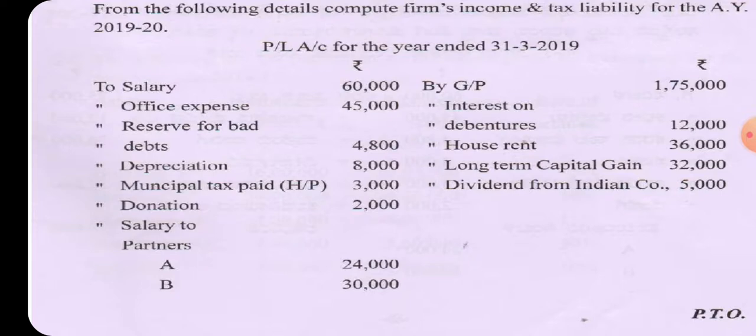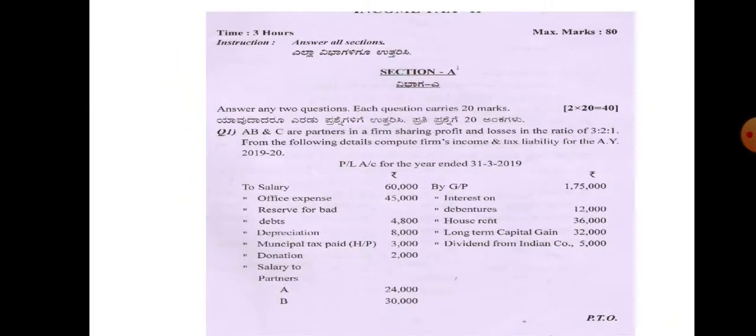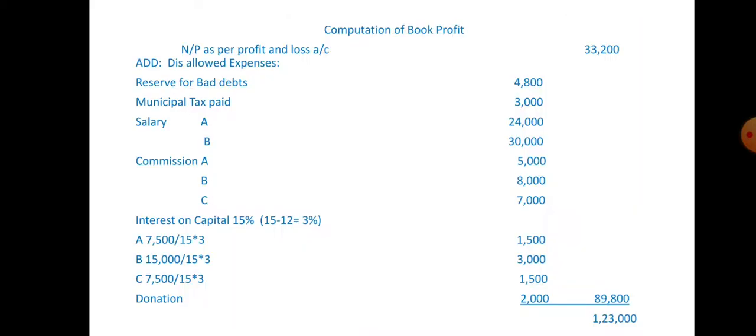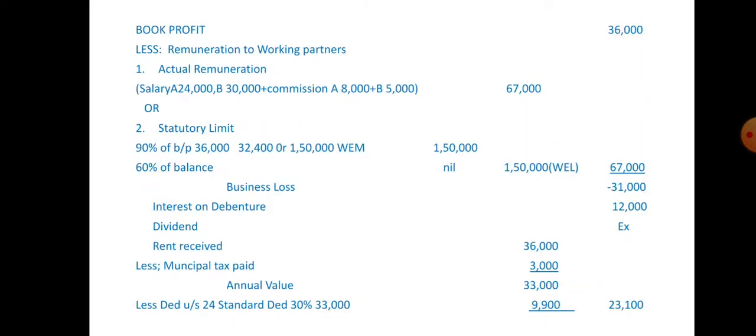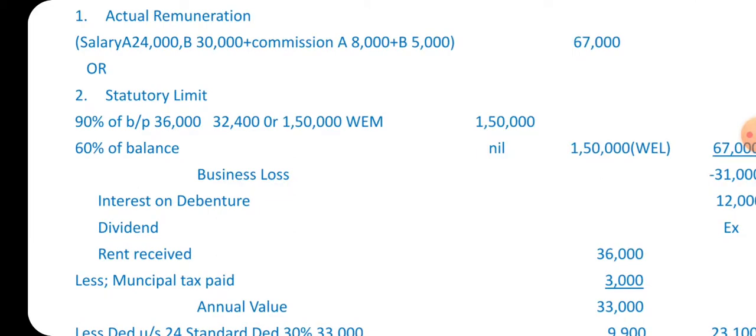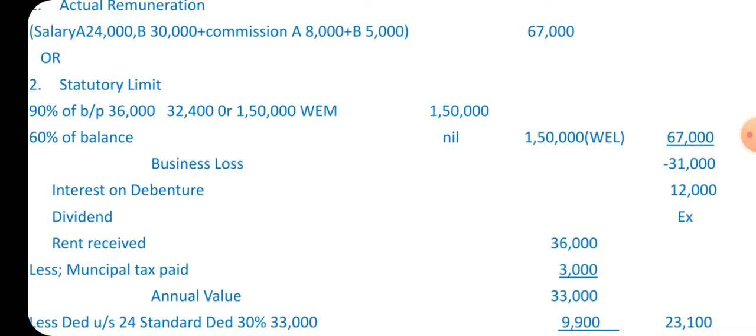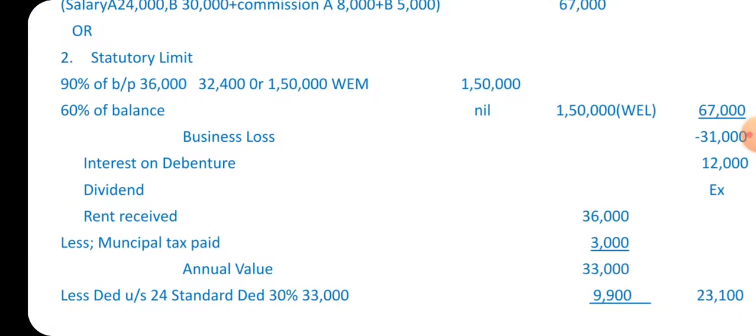Next, house rent is there, so you have to calculate the house property income here. 36,000 you take as the base and calculate the house property income. And long term gain is there, so you take the long term gain, that is 32,000. So you'll take the incomes. First we'll take interest on debentures, income from other sources. Interest on debentures you take 12,000. Dividend you write exempt. Next, you go for the house property income.